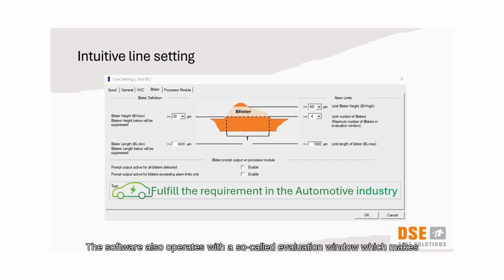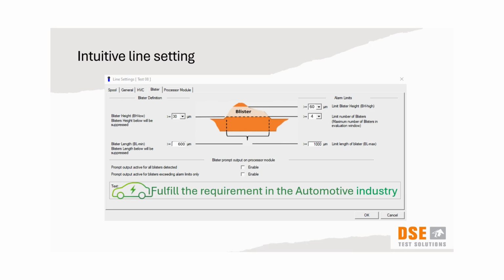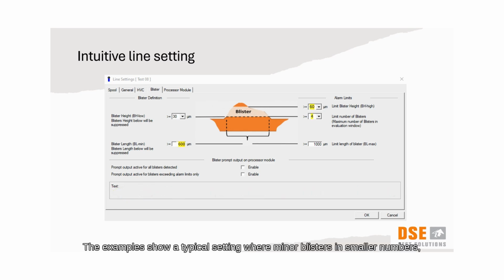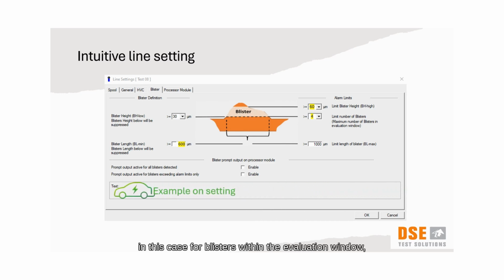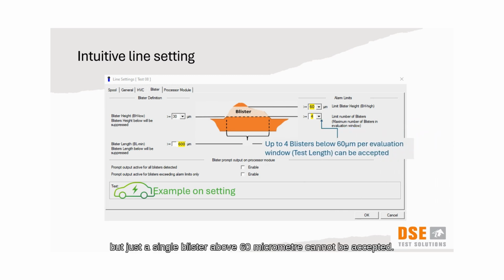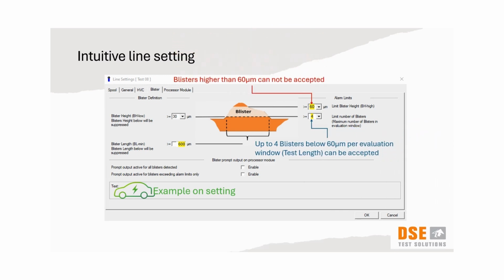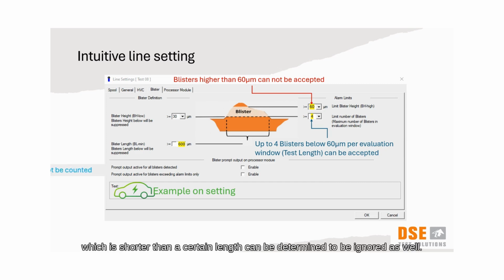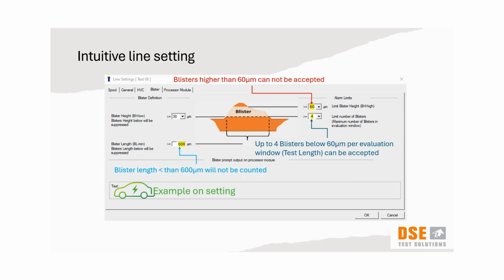The software also operates with a so-called evaluation window, which makes it possible to set limits of acceptable distance between blisters. The example shows a typical setting, where minor blisters in smaller numbers, in this case for blisters within the evaluation window, can be accepted, but just a single blister above 60 micrometers cannot be accepted. Blisters which are shorter than a certain length can be determined to be ignored as well.